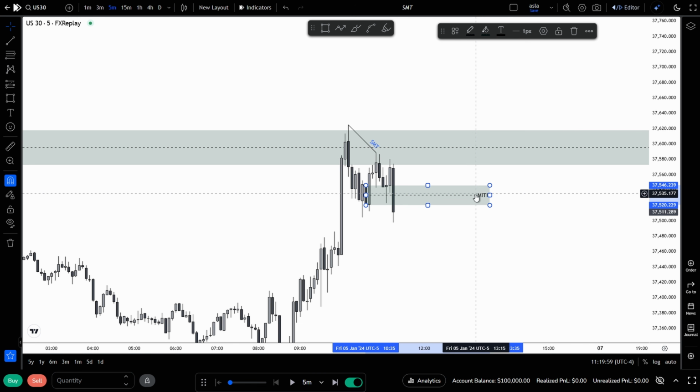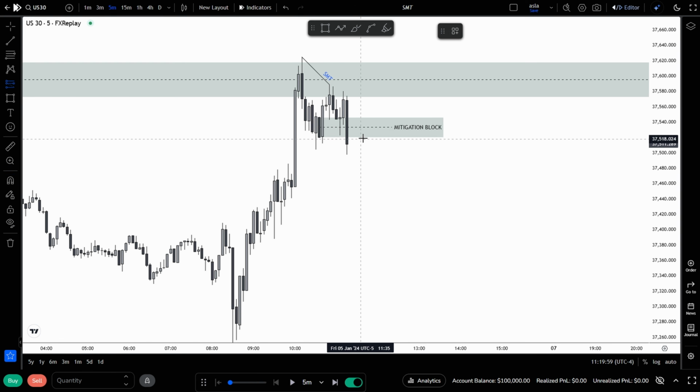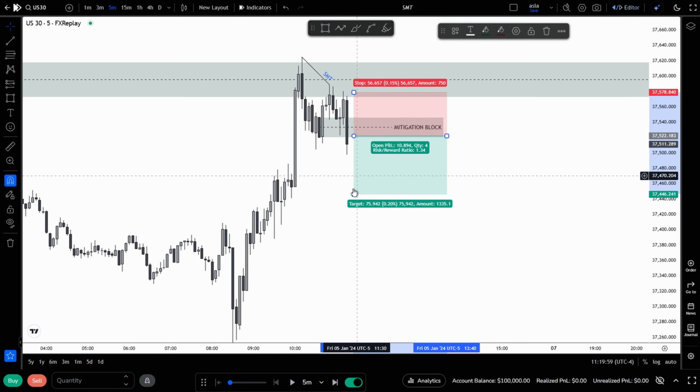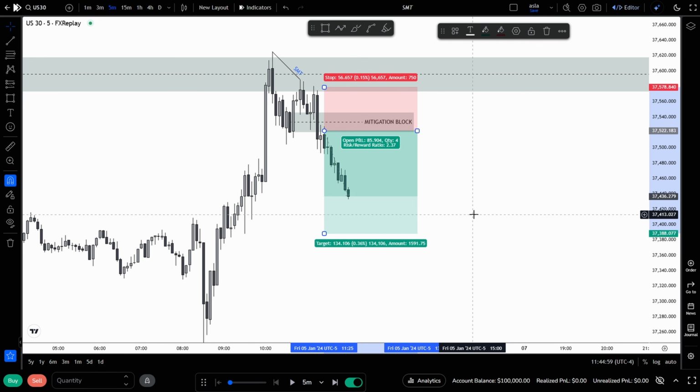So what I do is mark out the down close candle that occurs before this failure swing. That candle becomes my mitigation block. I then extend that level forward to see how price reacts when it comes back to it. Now technically, since price closed below the mitigation block, I could take an entry on the first retest of the mitigation block.